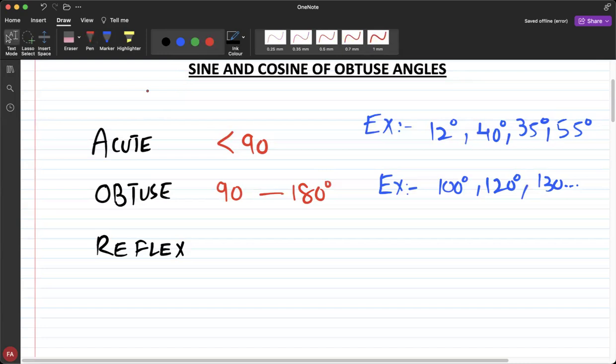And finally, we have reflex, which means something that is in between 180 and 360. An example of this would be 240 degrees, 270. Again, the list goes on and on.